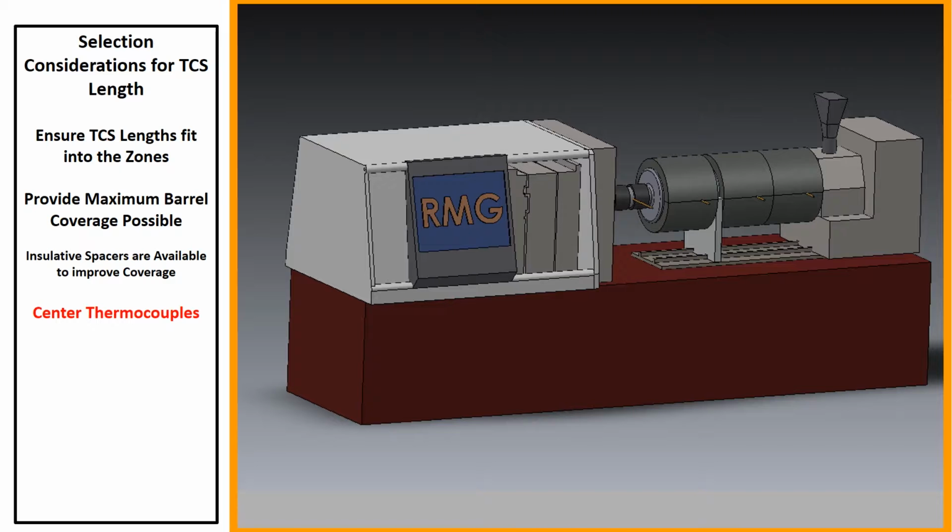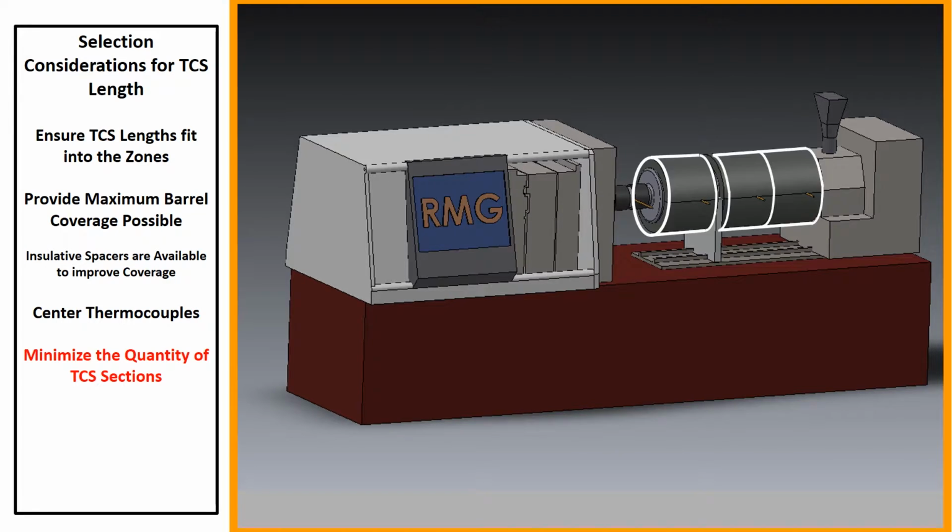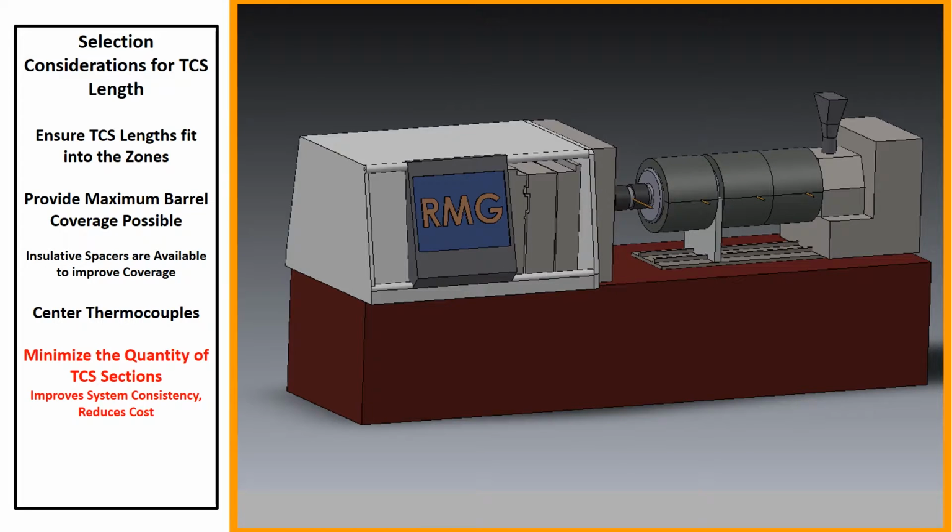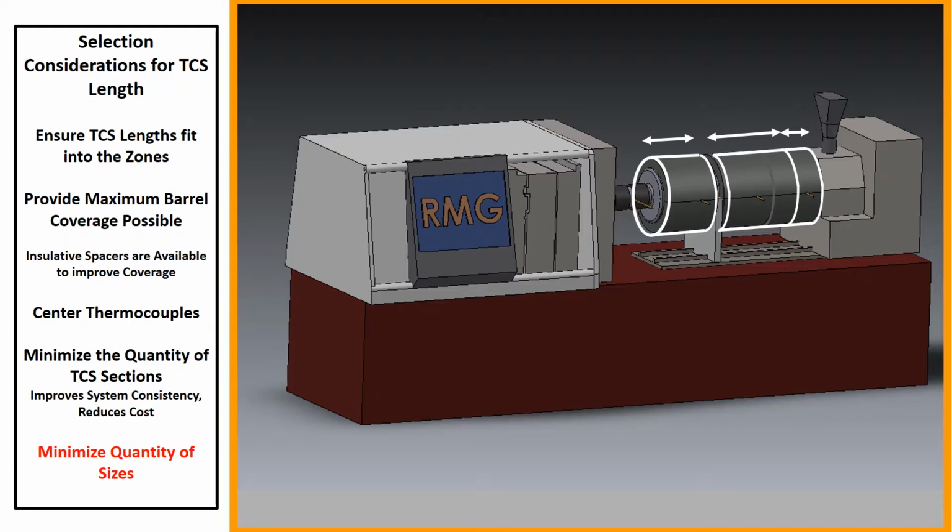Then, minimize the quantity of TCS sections. So for instance, it is better to use 300 millimeter TCS lengths than 150 millimeter TCS lengths. This improves system consistency and reduces cost. Also, try to minimize the quantity of sizes. This example shows 3 different TCS lengths in a single kit, but it's often best to try to have consistent parts throughout the kit. This reduces the need for additional spares.